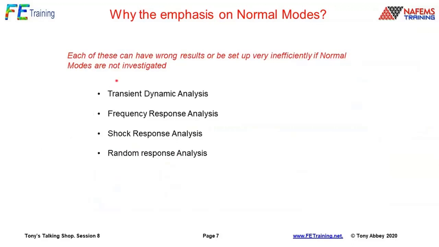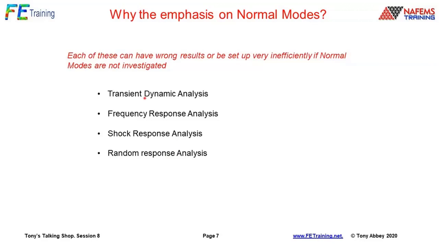So we can also have wrong results, or models can be set up very inefficiently. We've talked about design, improving design, understanding, being able to answer questions. But if we don't have a normal modes background, if we don't investigate, then things actually can go wrong. And I'll show some examples of that.